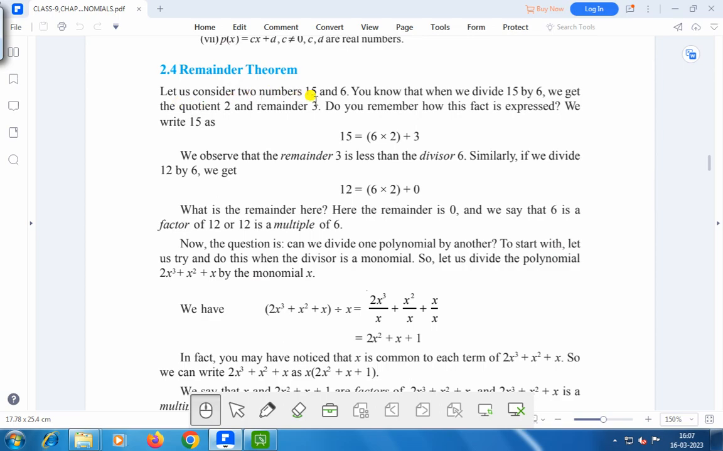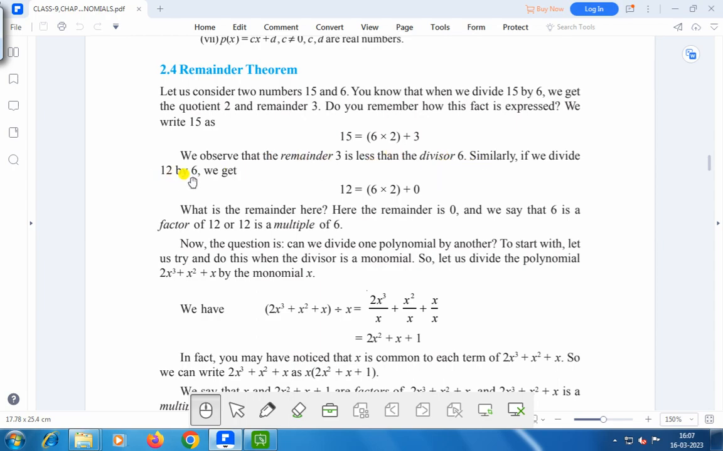Let us consider two numbers, 15 and 6. You know that when we divide 15 by 6 we get the quotient 2 and the remainder 3. Do you remember how this fact is expressed? We write 15 as 6 into 2 plus 3. Observe that the remainder 3 is less than the divisor 6.